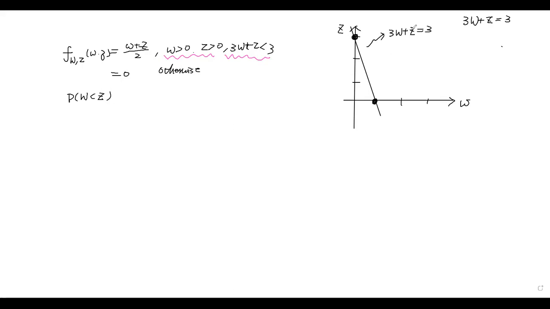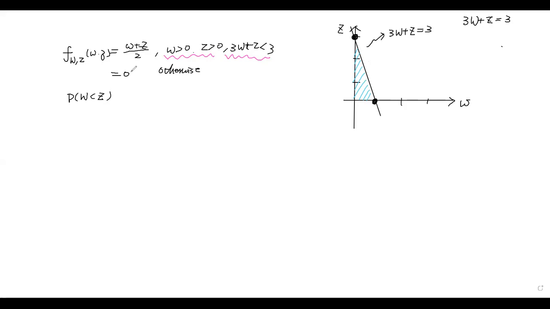Then we use the inequality: which region is less than 3? It will be below this line, so it will be this triangle here. Let me use a light color, so it will be this light blue area. This is the domain for this function.